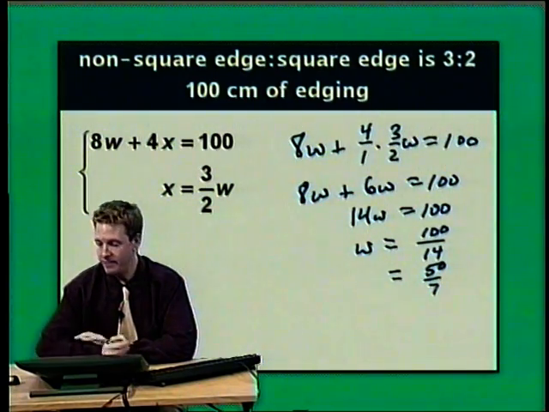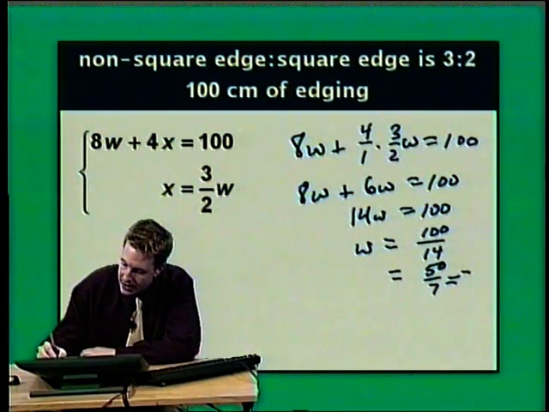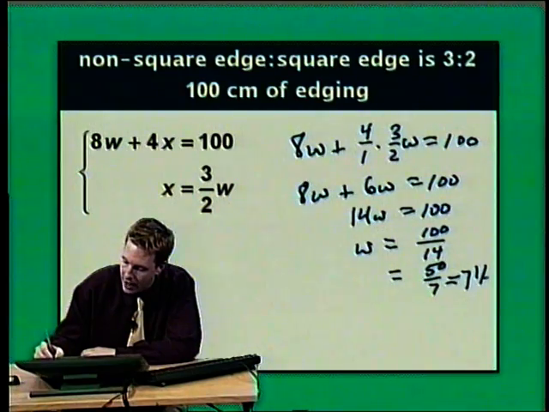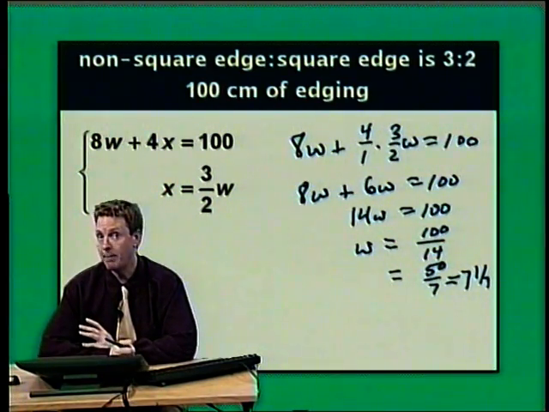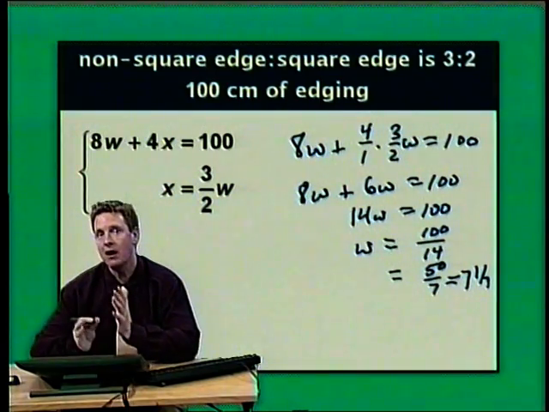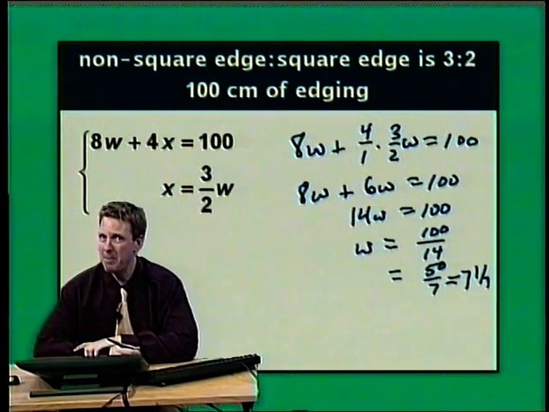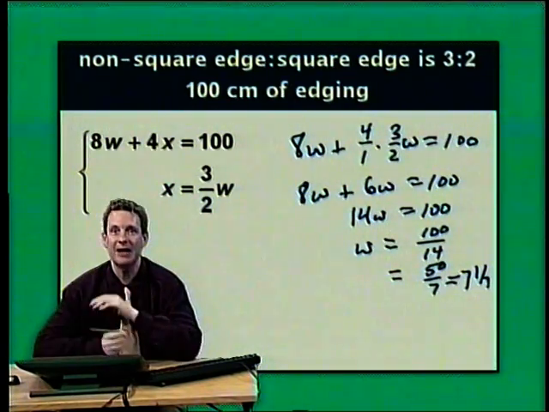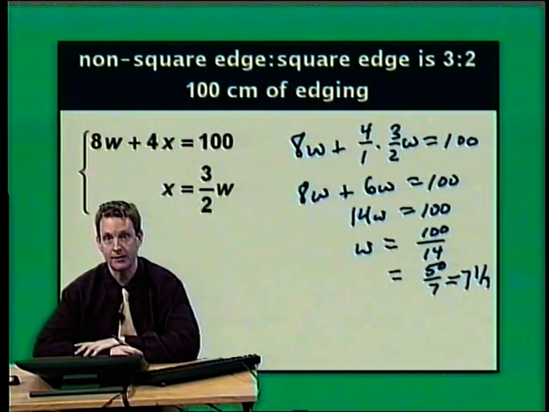7 goes into 50 7 even times, and there's 1 left over. So as a mixed number, w is 7 1/7. But let's remember the context of the problem. And this is about as real an application as you could get if you're into making things and you have a limited number of resources.